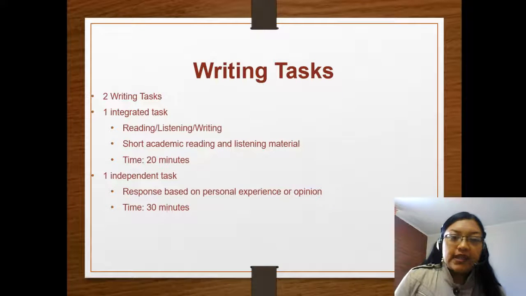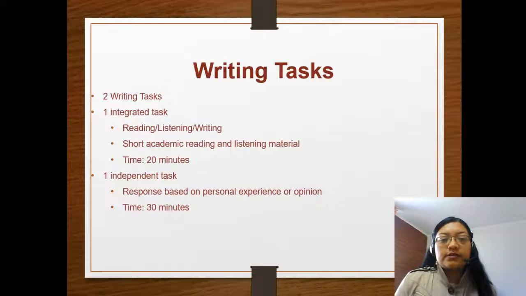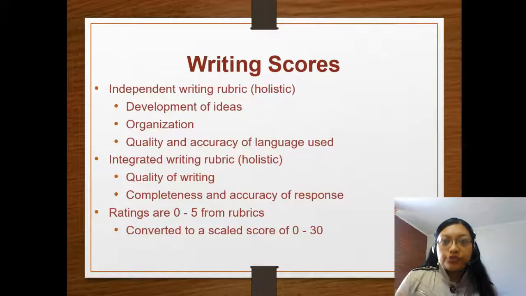The other is the independent task, response based on personal experience or opinion. It takes 30 minutes. I'm going to show you an example of that second written test. Independent writing rubric is holistic, development of ideas, organization, quality, and accuracy of language used. Integrated writing rubric, it's holistic, quantity of writing, completeness and accuracy of response. Ratings are from 0 to 5. Of course, again, they are converted into a 0 to 30 scale.